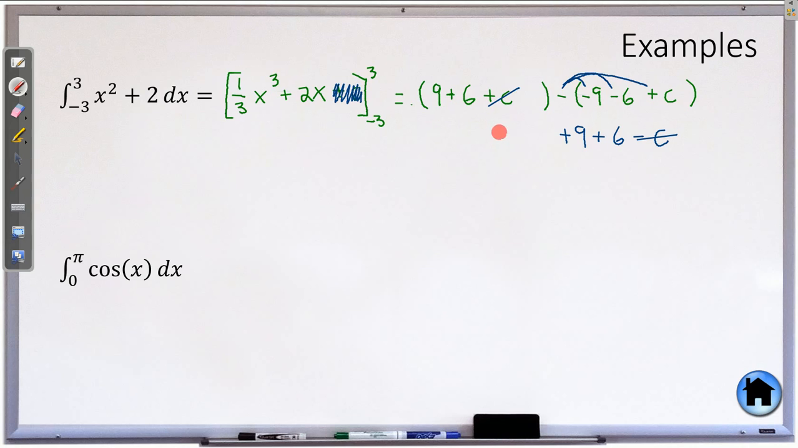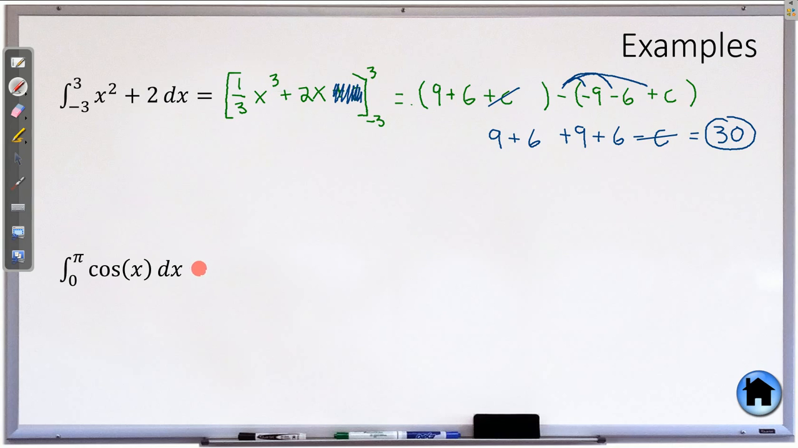And then in front we still have a 9 plus 6. So 9 and 6 is 15, 9 and 6 is 15, 15 and 15 gives us 30. So that definite integral is equal to 30. Much easier than doing rectangles or geometric shapes, I'd say.